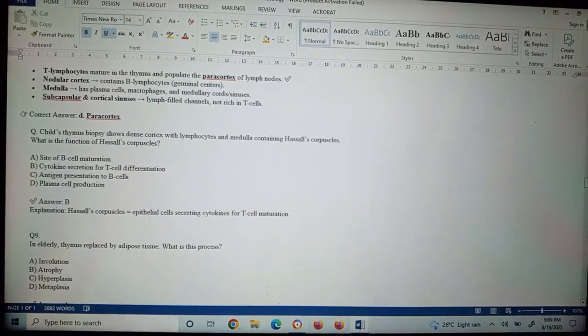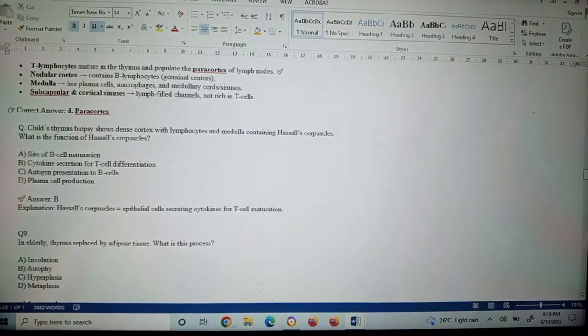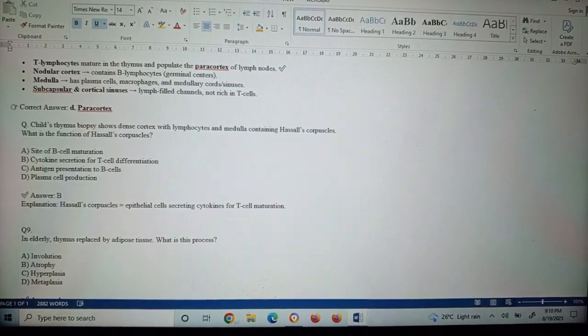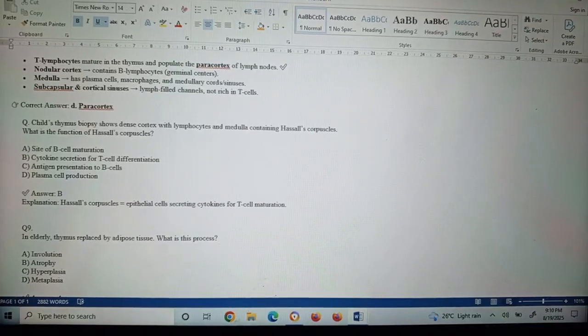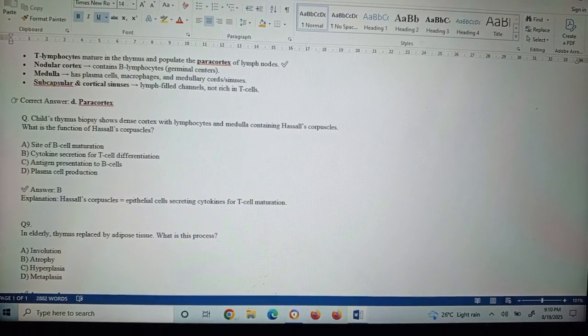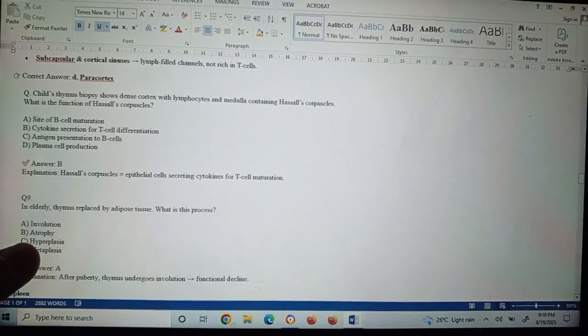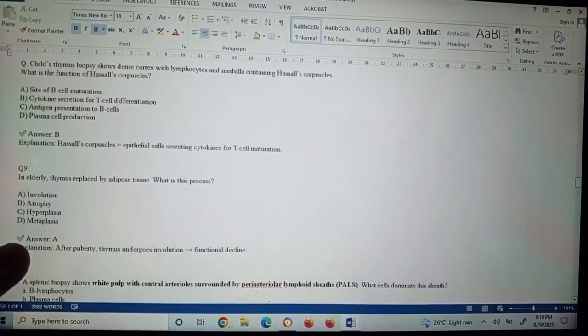Another question: A child's thymus biopsy shows dense cortex with lymphocytes and medulla containing Hassall's corpuscles. What is the function of Hassall's corpuscle? Cytokine secretion for T cell differentiation. This is the function of Hassall's corpuscle, which is the hallmark of the thymus, as we have already discussed.